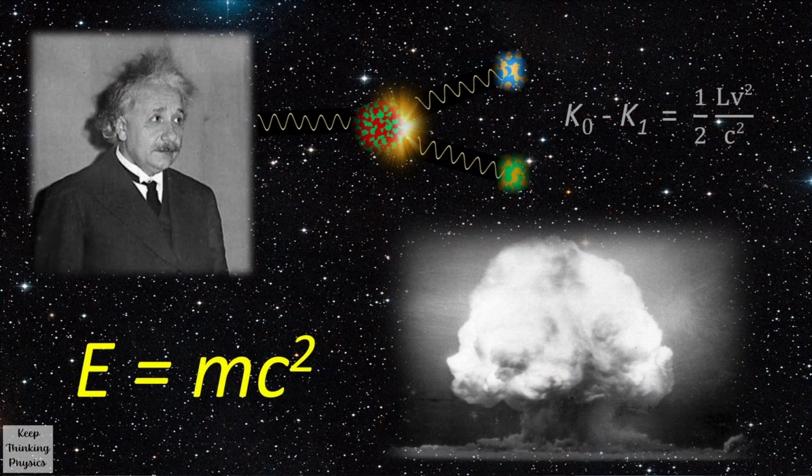It is the world's most famous equation. Let's see how Einstein came up with E equals mc squared.